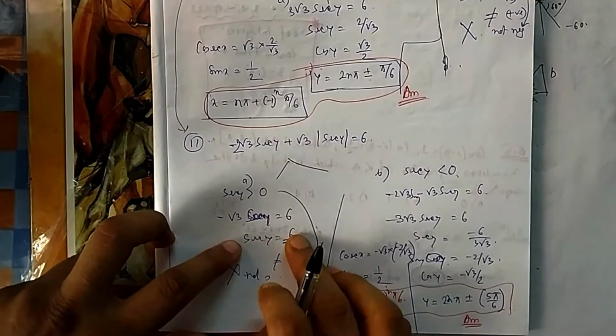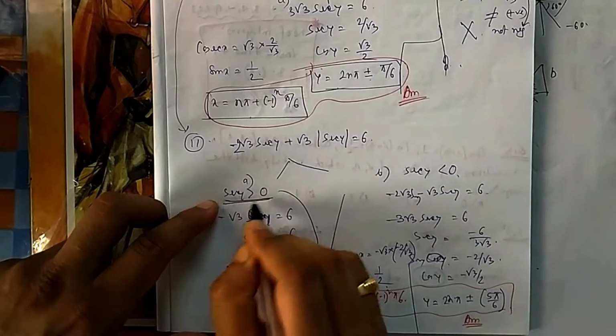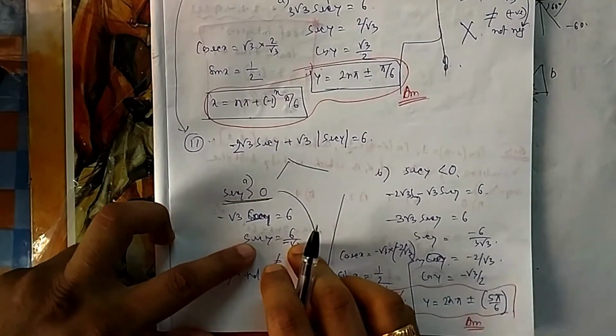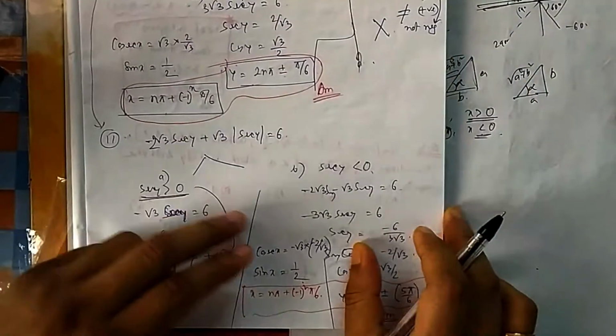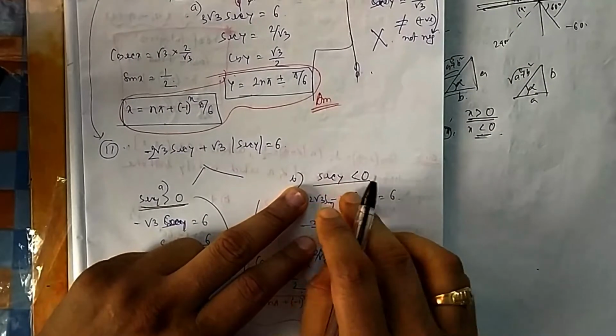root 3 sec y. Sec y is negative, but I have started my journey considering sec y positive. I am coming at negative. So obviously this journey is wrong. I will not get any answer. Now let me just start my journey again. Sec y is less than 0.